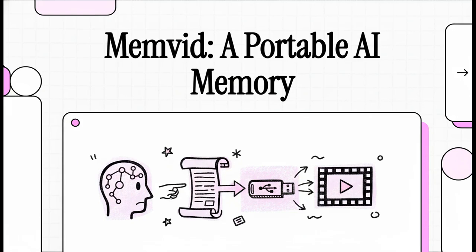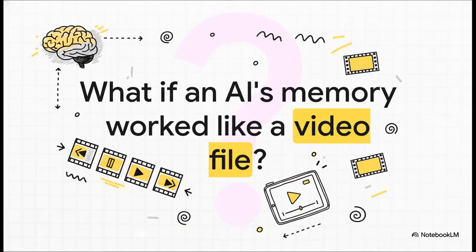You know, AI agents are getting incredibly smart, but they've got this one huge problem. They're forgetful. So today, we're going to look at a really radical new solution called Memvid. It's a way to give AI a perfect portable memory, not with some complex database setup, but with just a single file.